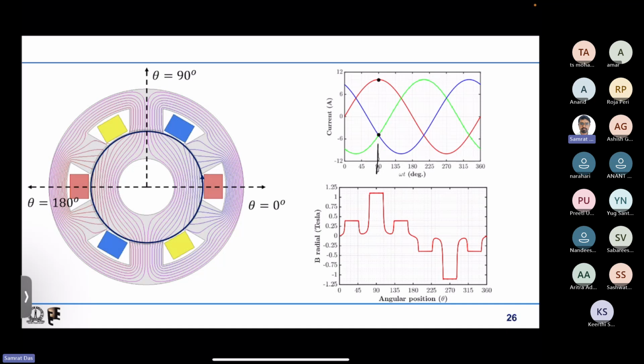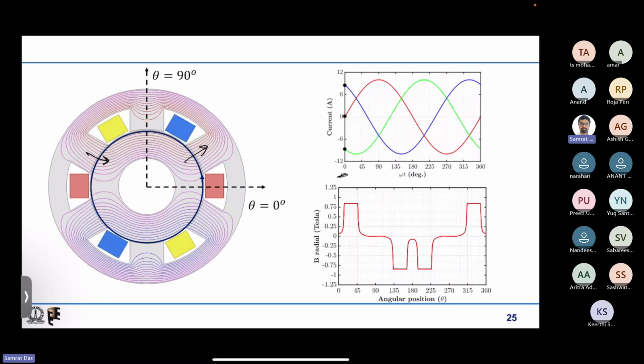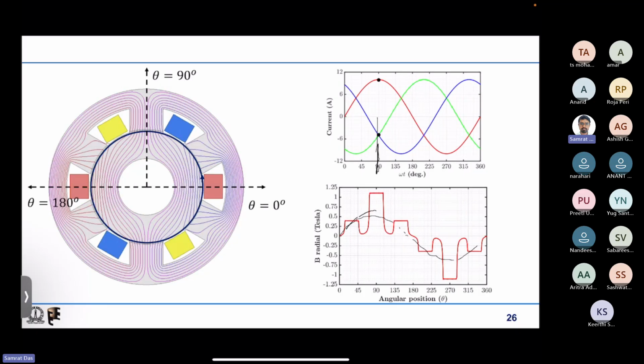If I move ahead by 90 degrees in time, that is, I reach omega t equal to 90 degrees, you can see that it has moved ahead. Earlier the peak was at theta equal to 0. Now the peak has moved to theta equal to 90 degrees. So it is moving at the same rate at which time is changing. Time is changing from omega t equal to 0 degree to 90 degrees, and the magnetic field in the air gap is also moving.